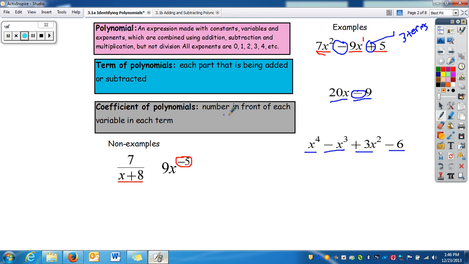The coefficient of a polynomial term is the number in front of each one, not the variable, not the x's or y's. So if I want to state the coefficients of this one, there is 7, negative 9, we use the sign in front, and then 5 is also a coefficient. The coefficients on this one are 20 and negative 9. On this one, there's always a number there: 1, negative 1, 3, and negative 6 are my coefficients.